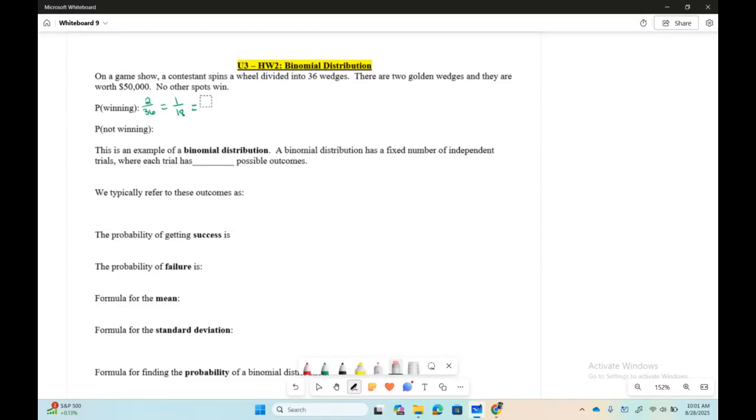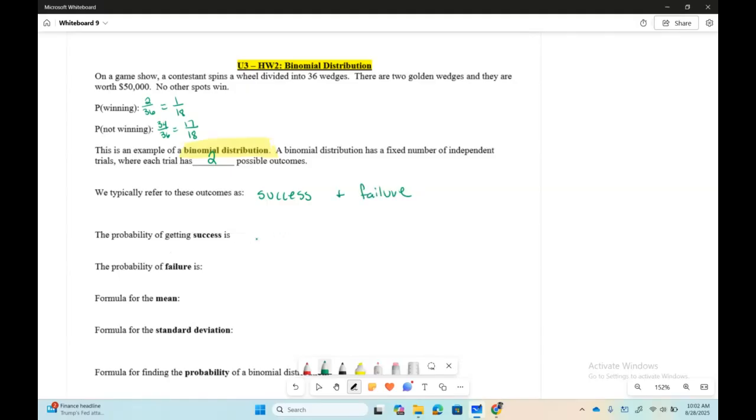Then we have the probability of not winning. That would be every other spot, so that's 34 out of 36, or 17 out of 18. Okay, so this scenario right here is called a binomial distribution. That means there's only 2 possible outcomes. We can either win or lose. So we typically refer to these outcomes as success and failure.